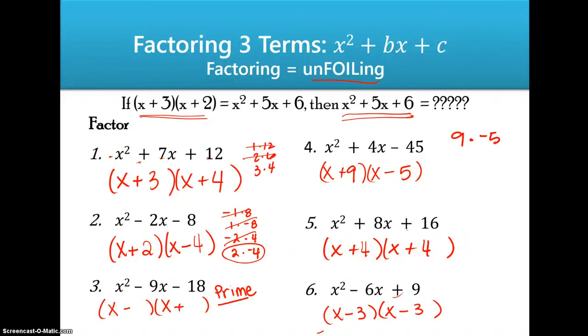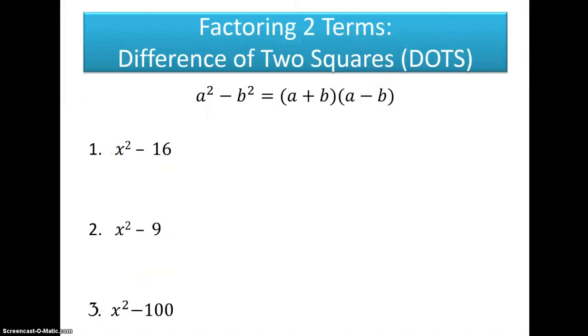All right, one more topic for today. We're now going to talk about factoring 2 terms that are being subtracted that can both be rewritten as something squared, better known as difference of squares. If you can follow that pattern, 2 terms as something squared that are being subtracted, it factors to a plus b and a minus b. So let's take a look at some examples.